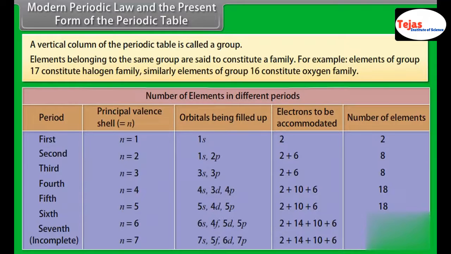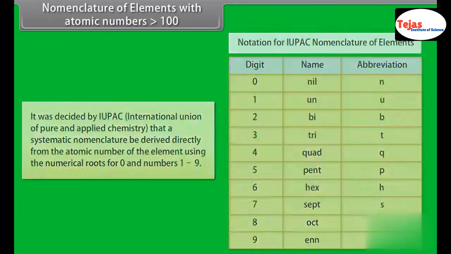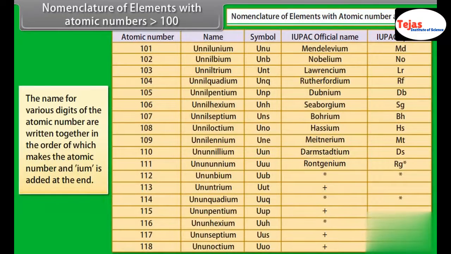Similarly, elements of group 16 constitute the oxygen family. Nomenclature of elements with atomic numbers greater than 100. It was decided by IUPAC, the International Union of Pure and Applied Chemistry, that a systematic nomenclature be derived directly from the atomic number of the element, using the numerical roots for 0 and numbers 1 to 9. The names for the various digits of the atomic number are written together in the order which makes up the atomic number, and "ium" is added at the end.